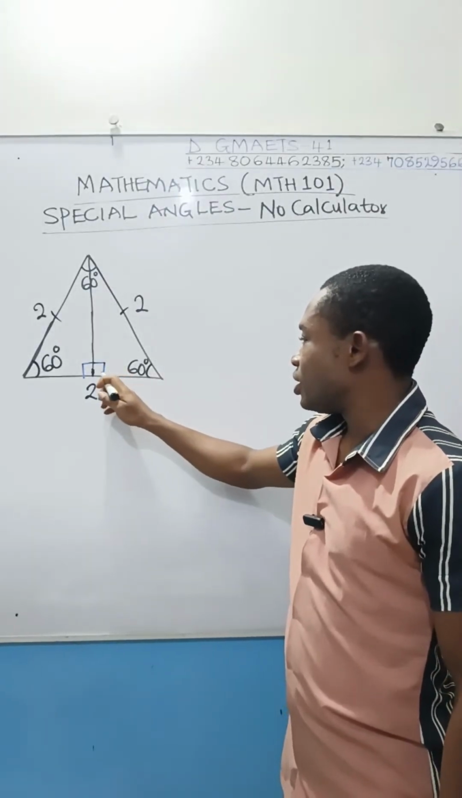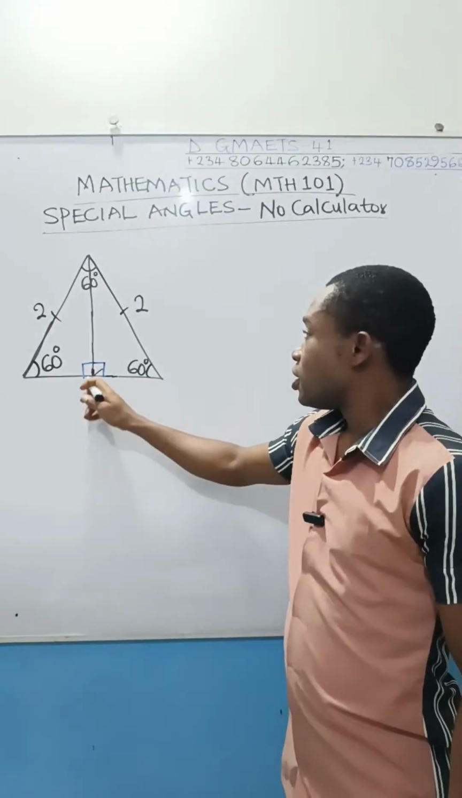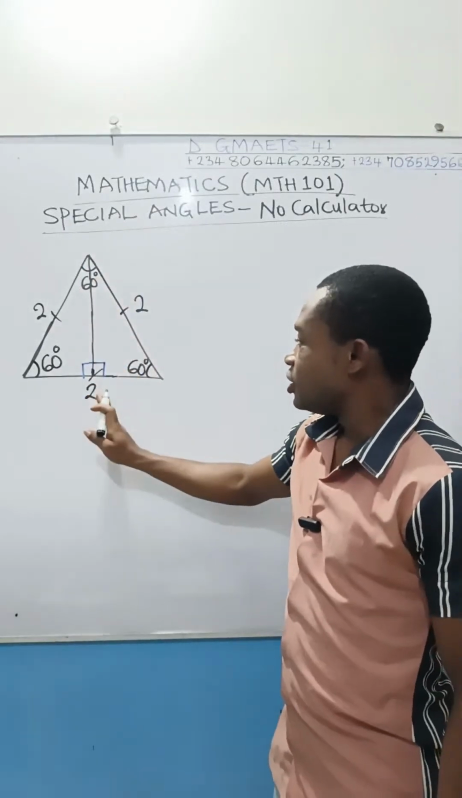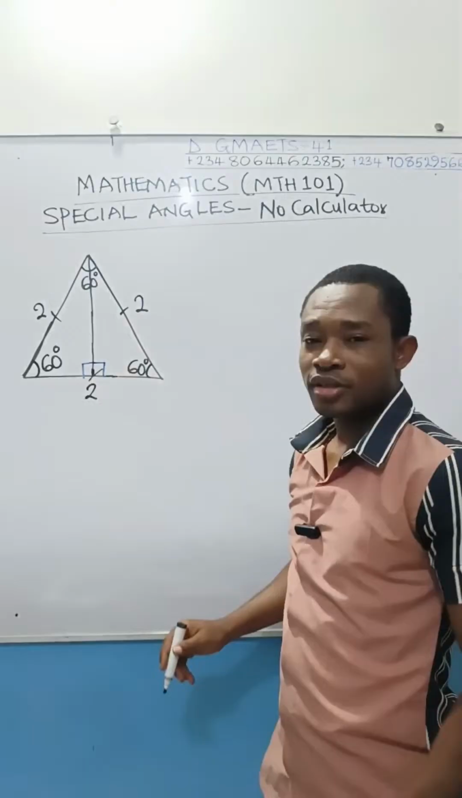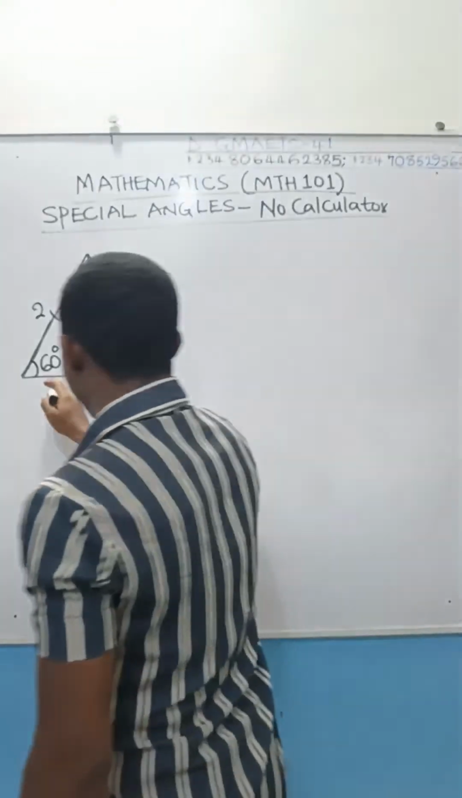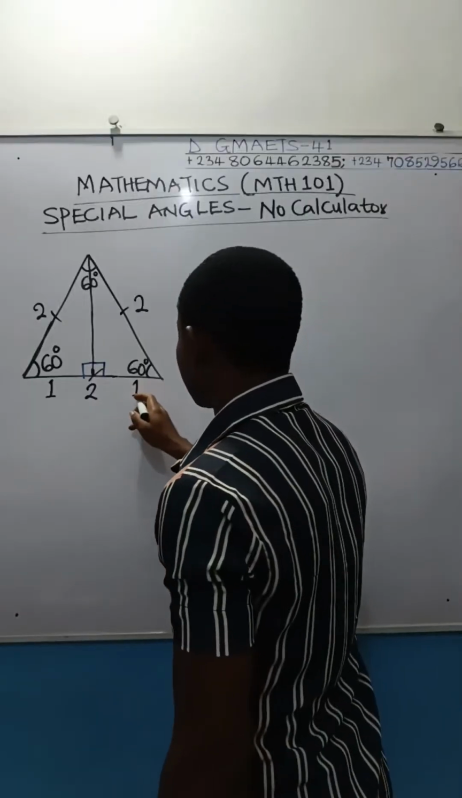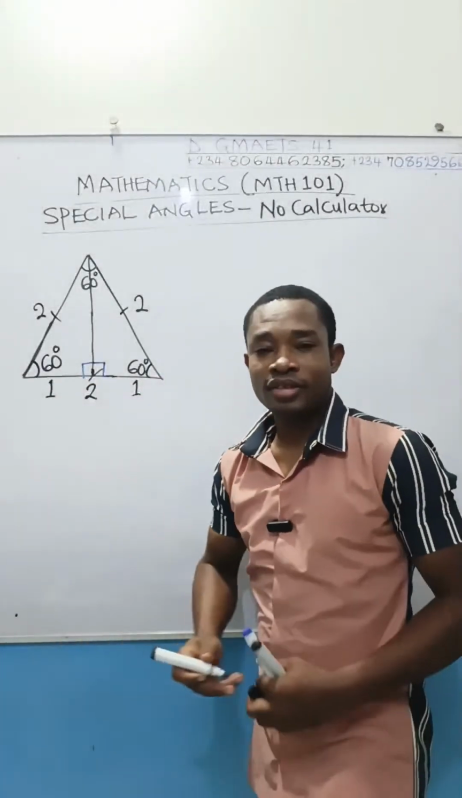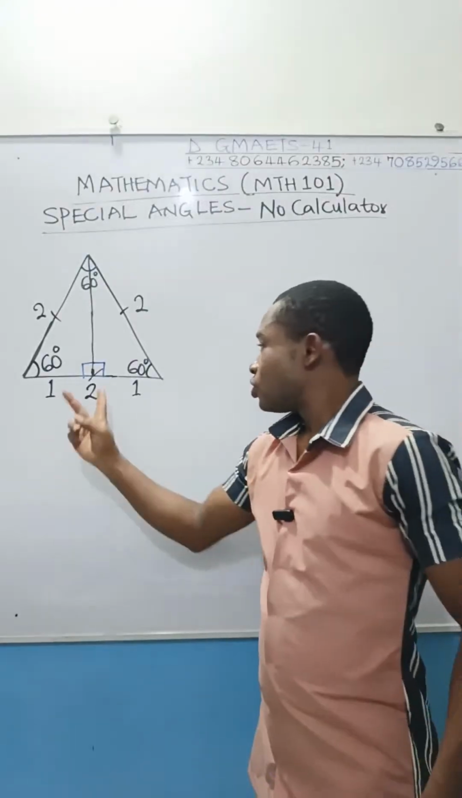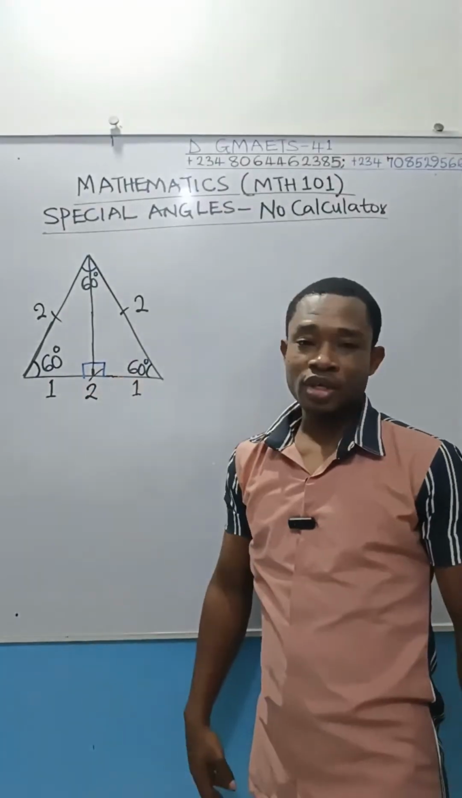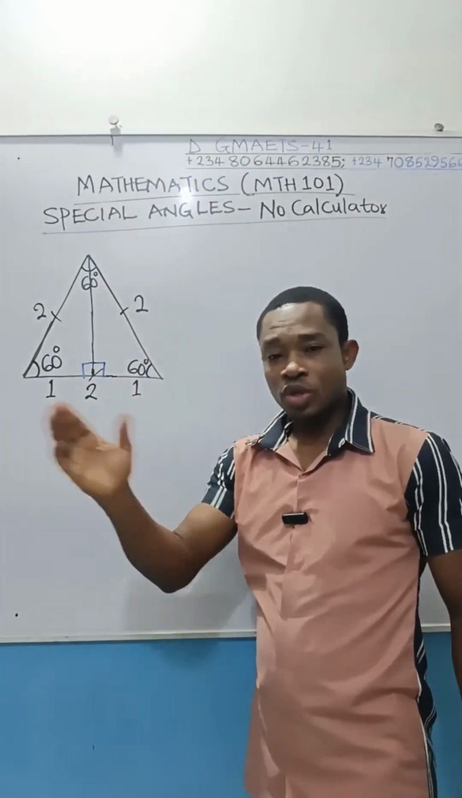Now let us look at the base. The perpendicular height here divided the base into 2 parts. From here to here we have 1. From here to here will be 1 unit, because the total length is 2 units. So half of it will simply be 2 divided by 2, which will give you 1, 1.